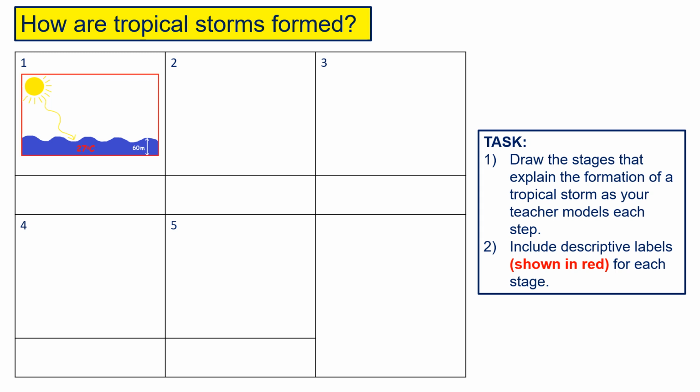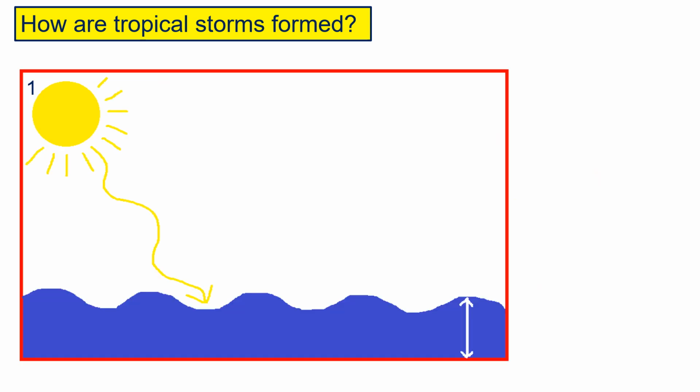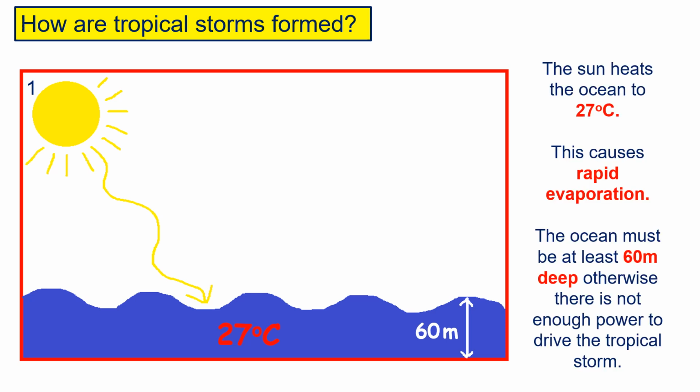Okay, so for these tropical storms to form, in step 1, you're going to draw the sun warming the ocean. You're going to write 27 degrees on the ocean and 60 meters deep. So the first step for these tropical storms to form is the sun heats the ocean to 27 degrees. This causes rapid evaporation, and the ocean must be at least 60 meters deep, or otherwise there's not enough power for the storm. So it's really key that you get the picture down, the fact the ocean is 27 degrees, it's 60 meters deep, and it causes rapid evaporation.